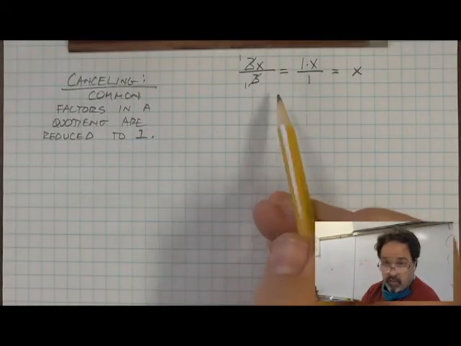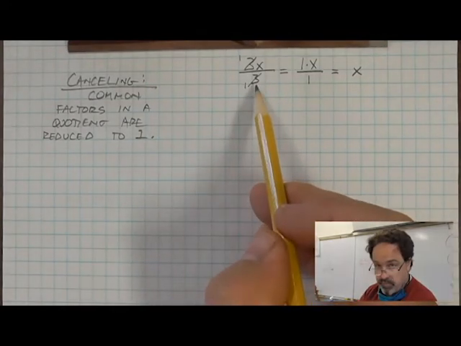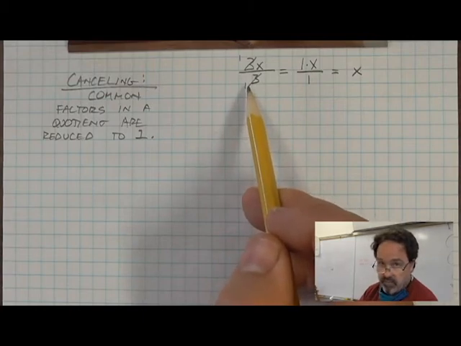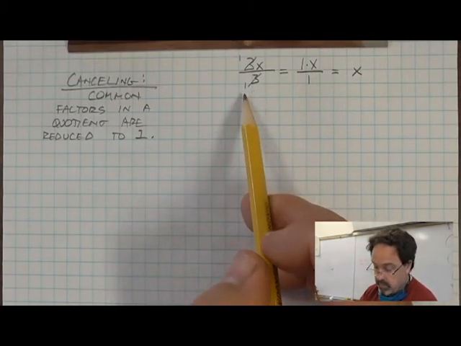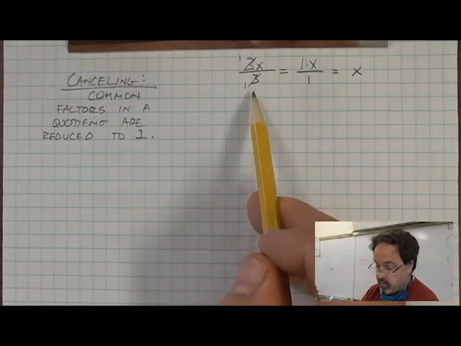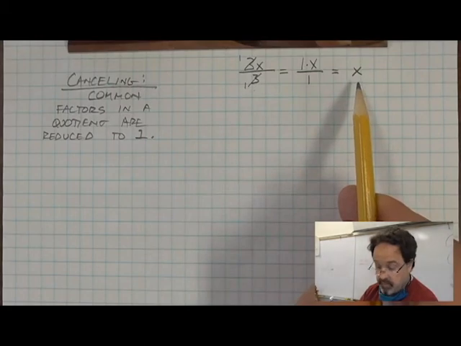Take a look at our example and notice that we've done this. We started with a quotient. We have the common factor 3. Remember that a factor is a piece of a multiplication problem. And they were reduced to 1, which then we could ignore, and what was left was the x.